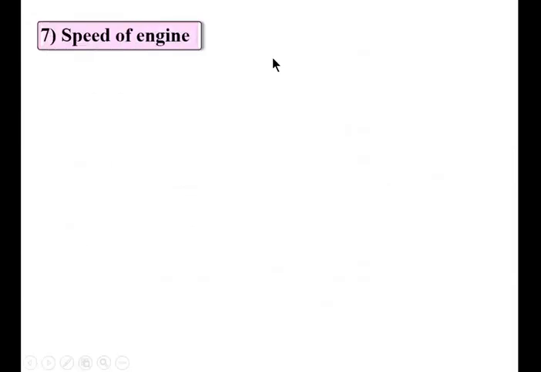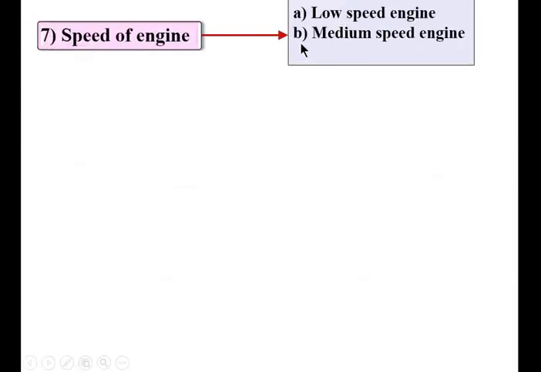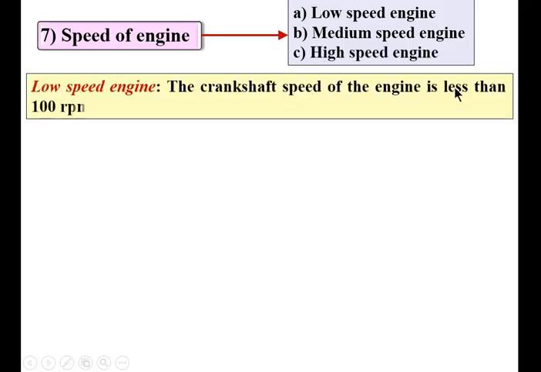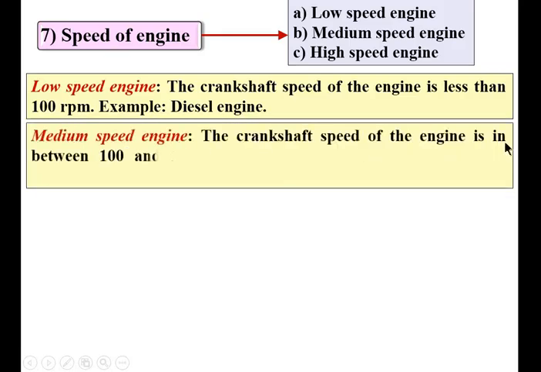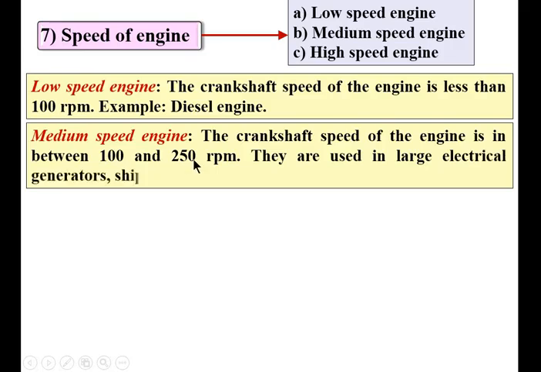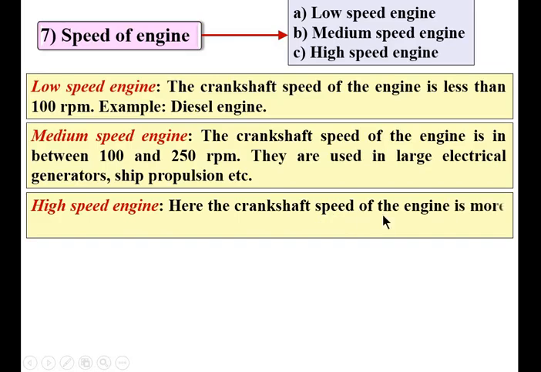Next, according to speed of engine: low speed engine, medium speed engine, high speed engine. If the crankshaft speed of the engine is less than 100 rpm, then it is called a low speed engine. Example, diesel engine. Medium speed engine, the crankshaft speed of the engine is between 100 to 250 rpm. They are used in large electrical generators, ship propulsions, etc. High speed engine, here the crankshaft speed of the engine is more than 250 rpm. Example, petrol engine.